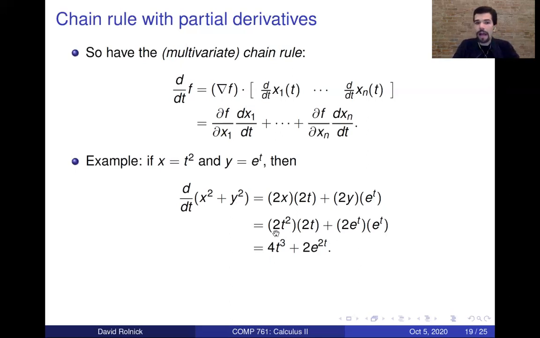Now you could have worked that out just by substituting in for x and y right here and then taking the derivative, but this is an example of how you would do it. In many situations, this is the easiest way to do it. You have x and y written as functions of t and you have to take the derivative of some function of x and y in terms of t.